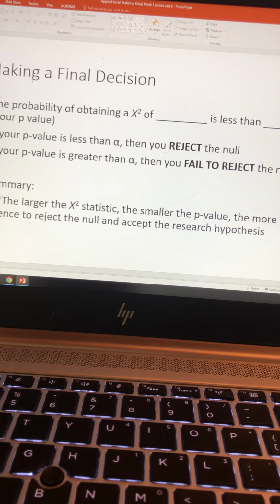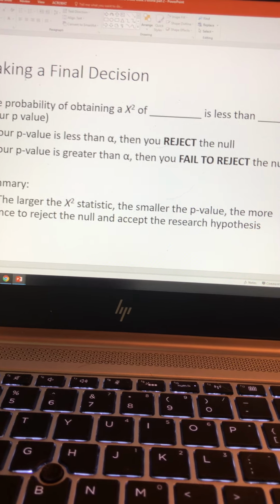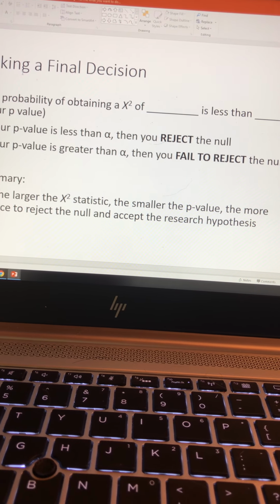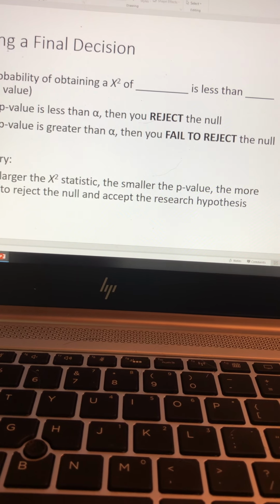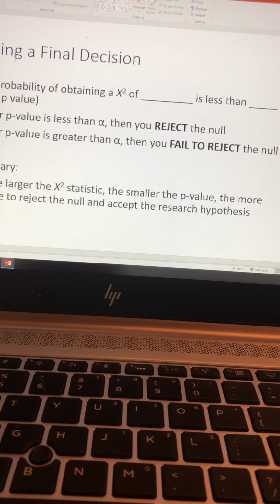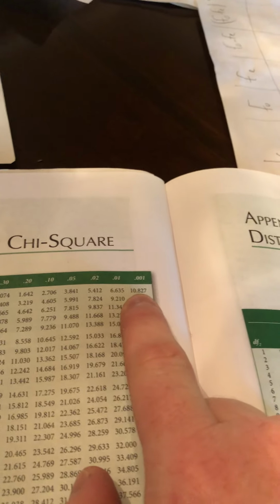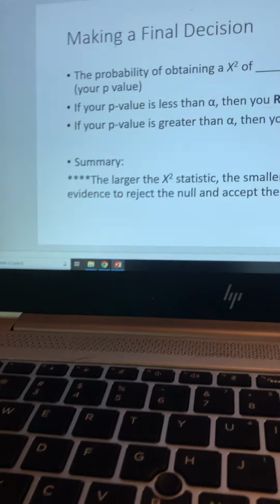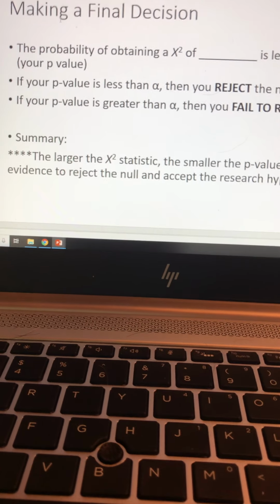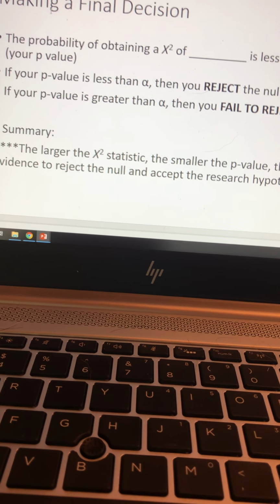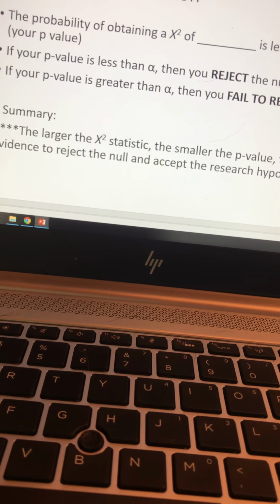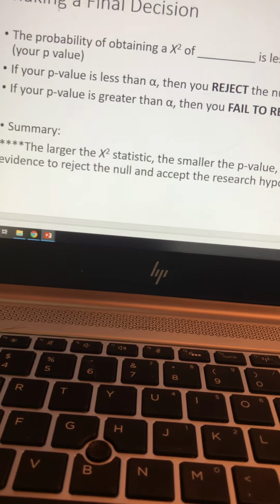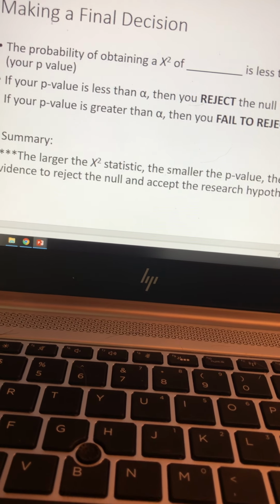You could think of it this way: the probability of obtaining a chi-squared value of blank is less than blank. I don't know how helpful that is for you, but let's fill it in. You would essentially say that the probability of obtaining a chi-squared value of 58, what we got, is less than your p-value of 0.001. So if these two variables were not related, you could only get a value of 58 0.1% of the time. Another way to say it is that you're 99.9% confident that they are related.